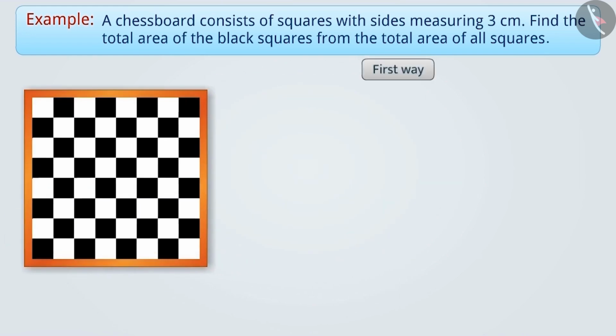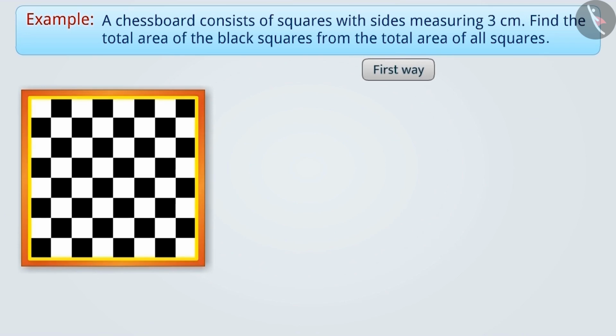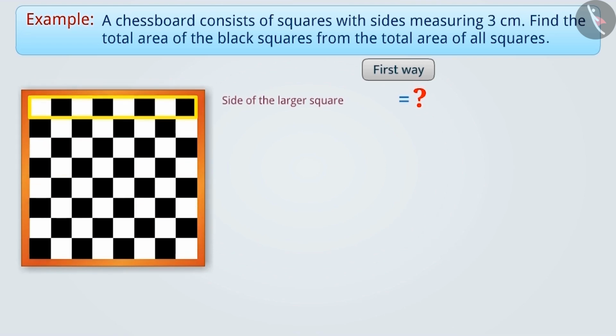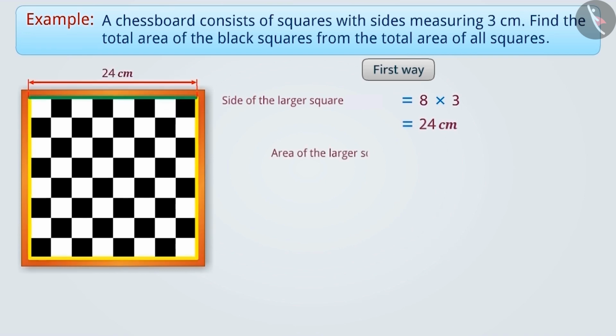One way is to find the area of a larger square. For this, we have to find the side of the larger square. On a chessboard, one row has 8 squares. The sides of each square measure 3 cm. Therefore, the length of the side of the larger square will be 8 multiplied by 3, that is 24 cm. In this way, the area of the larger square is side multiplied by side is equal to 24 cm multiplied by 24 cm is equal to 576 square centimeter.